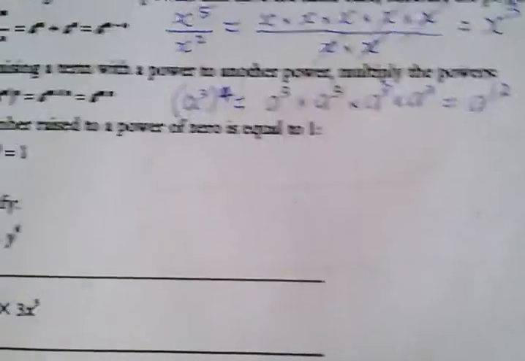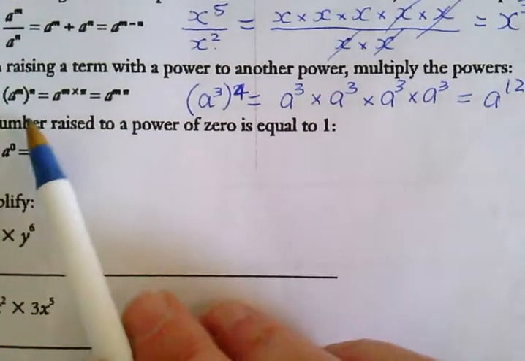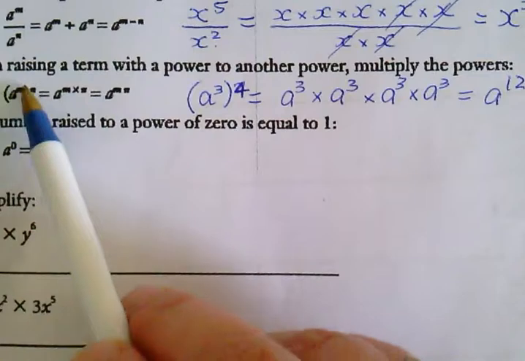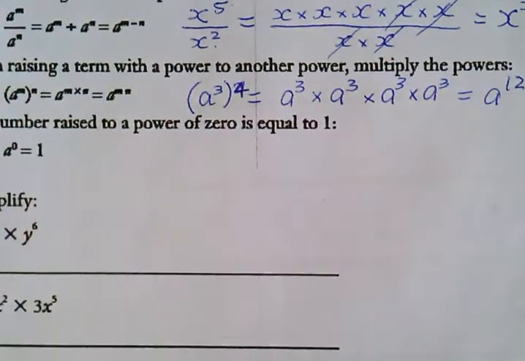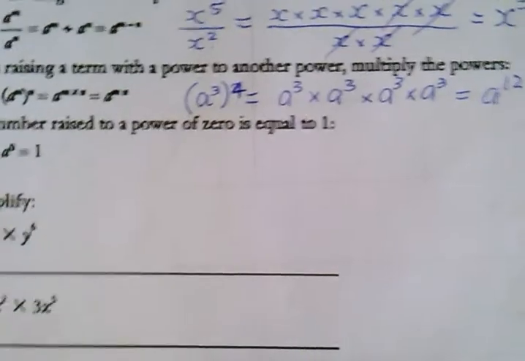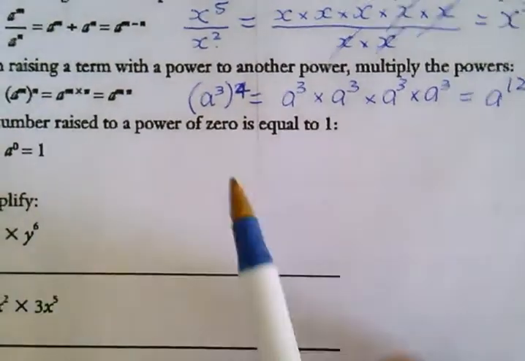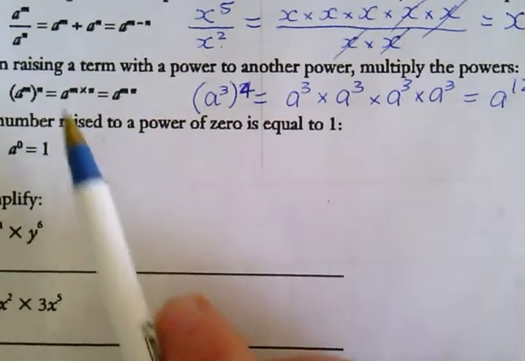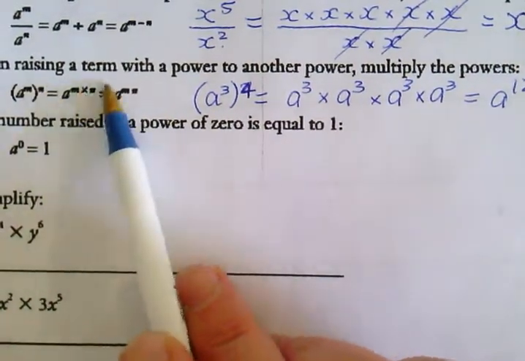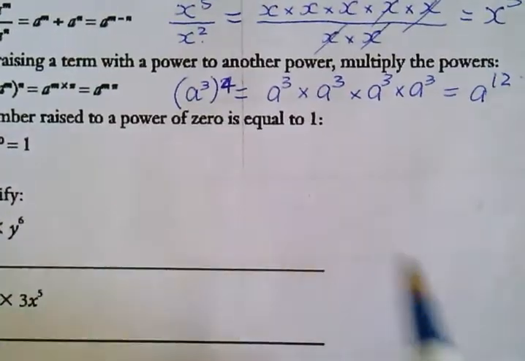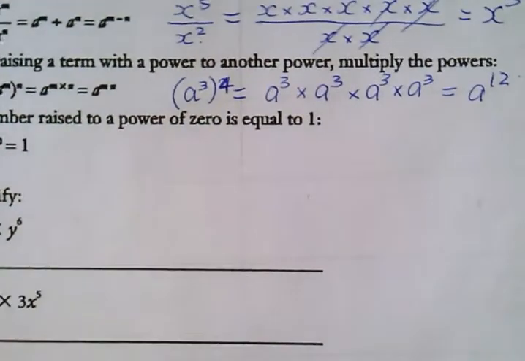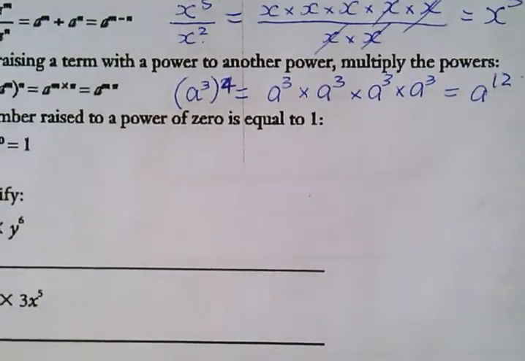And that's our third rule. When you've got a to the m, to the power of n, a power to another power, all you do is multiply the powers. I've just shown it to you with an example. It's the same as a to the m times n. So here is an example showing that to you. I've gone back to basics and showed you how it works.